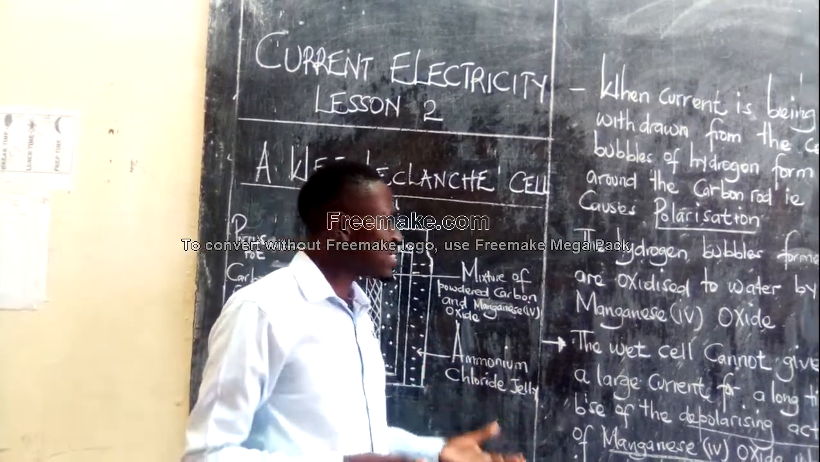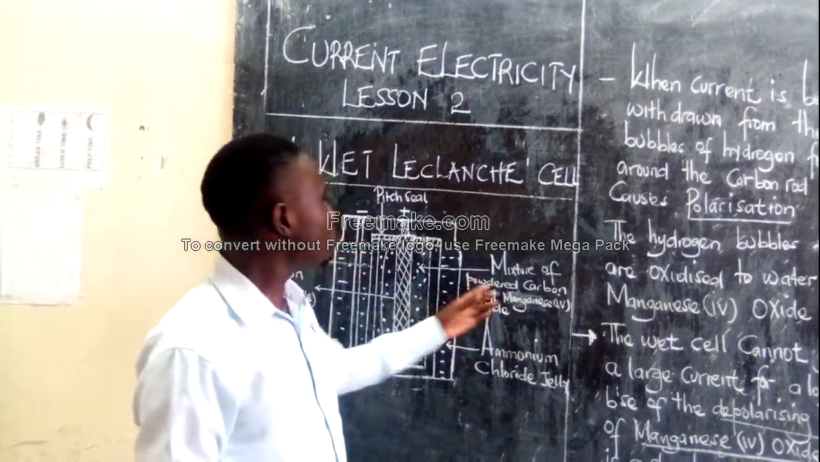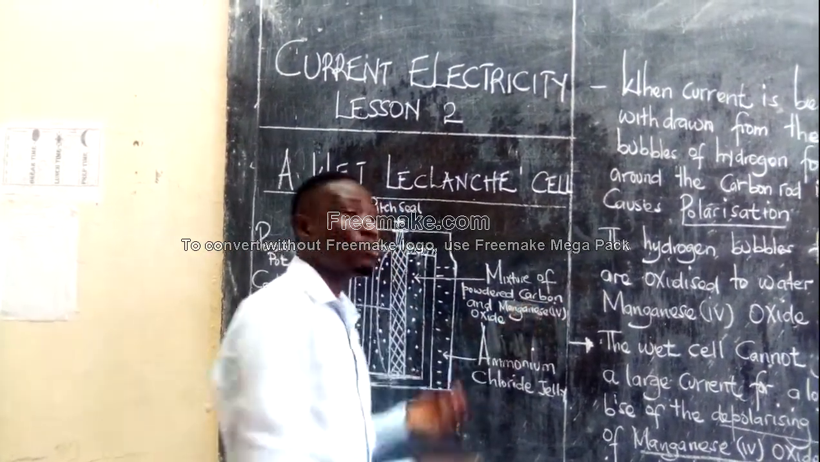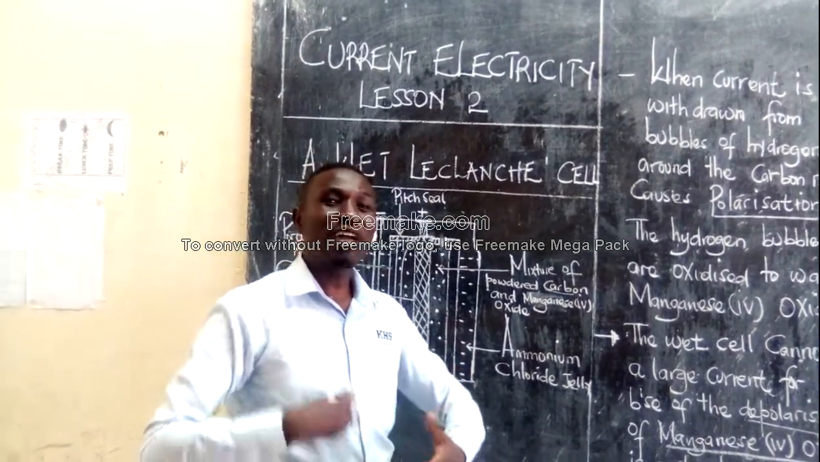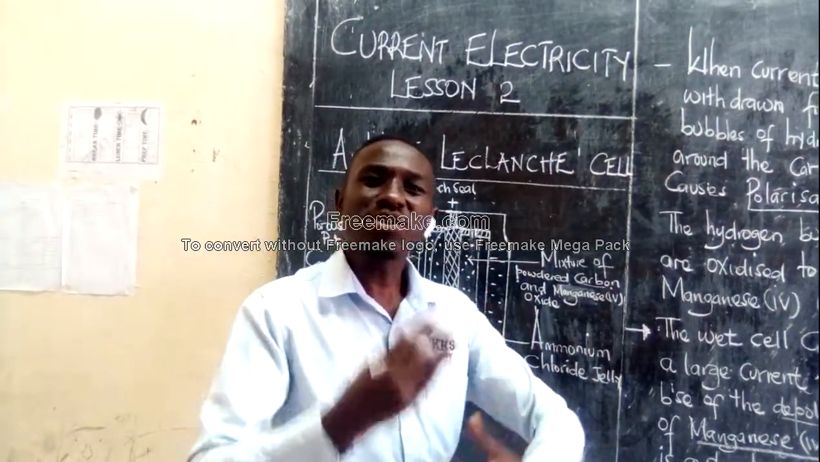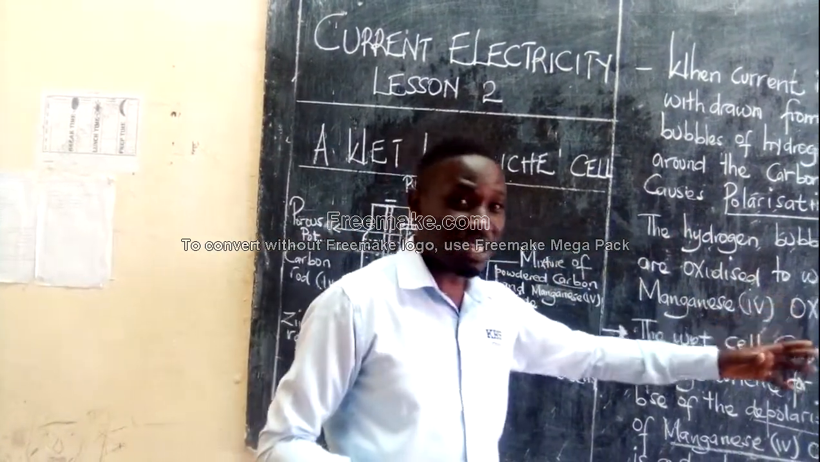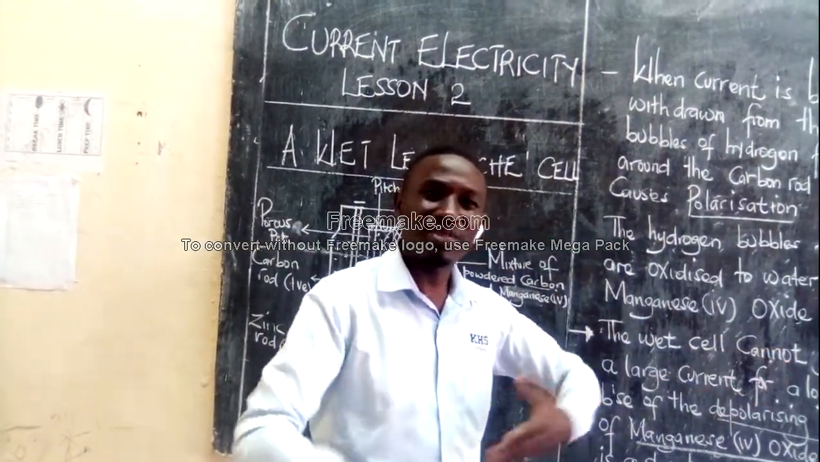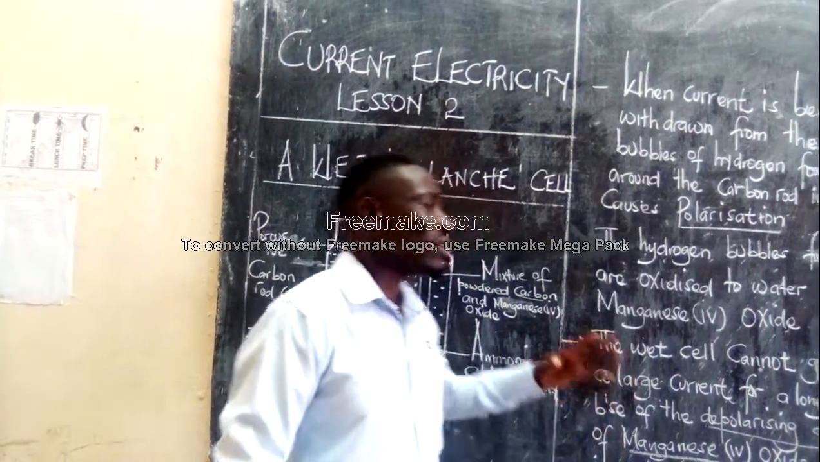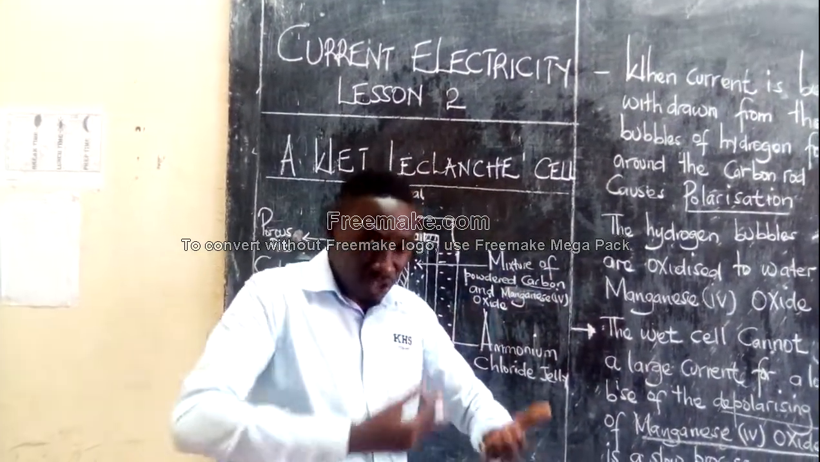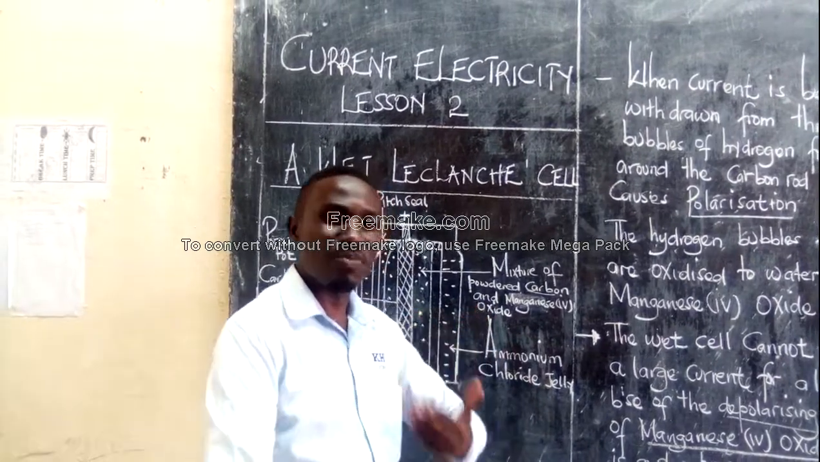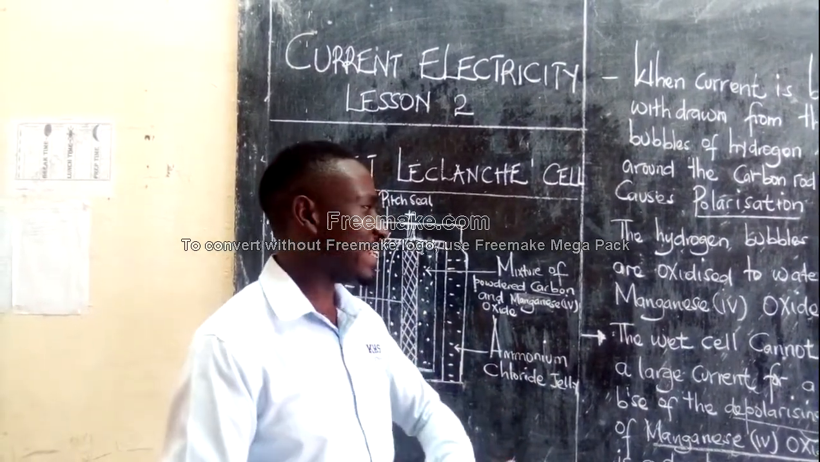Another person can ask me, why do we have to bring in carbon? We bring in carbon so that we can reduce the internal resistance. There is always internal resistance. Maybe in the future we shall look at what we call internal resistance, so the resistance within the cell. So we bring in carbon so that it can reduce the internal resistance in order to supply stable current.